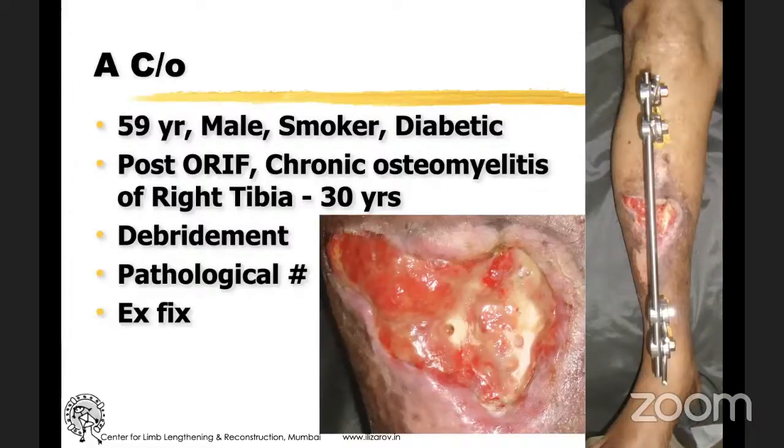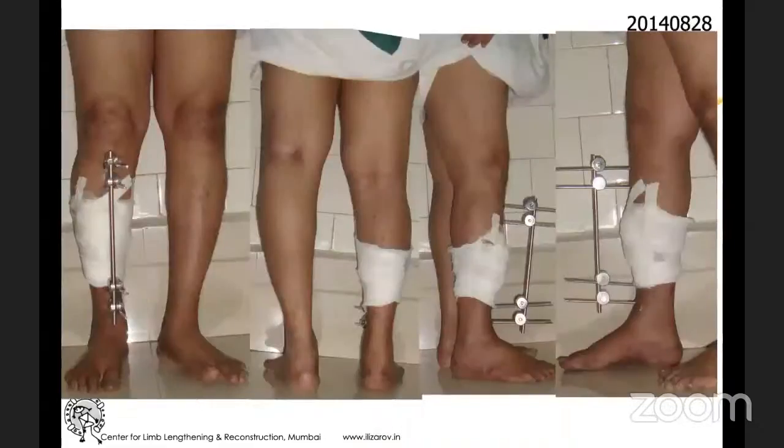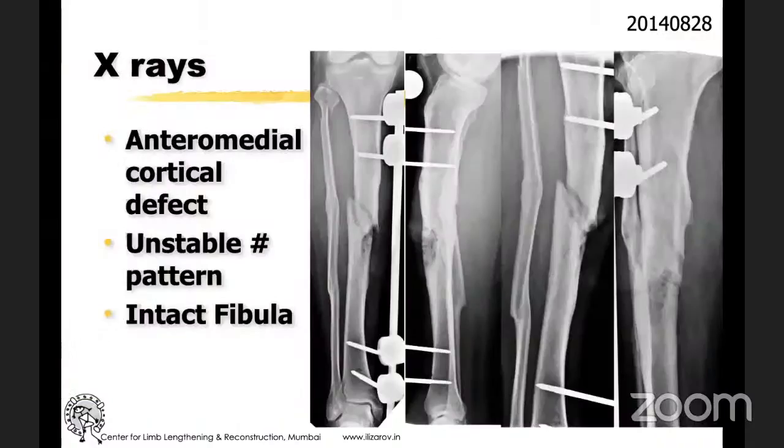Later on, after implant removal, he developed chronic osteomyelitis with on and off discharge. When he presented to us, he had a history of 1 year of discharging sinus, for which debridement was done, followed by a pathological fracture, which was managed with the external fixator. So these are the clinical pictures of the patient at the time of presentation to us.